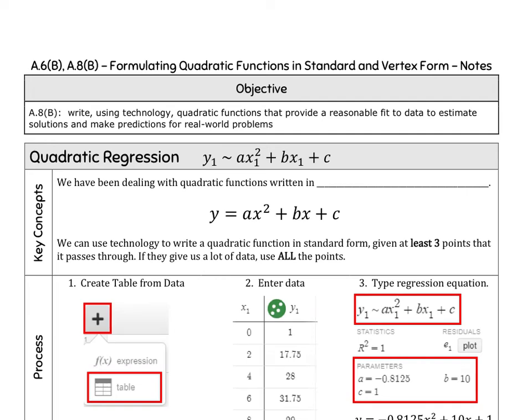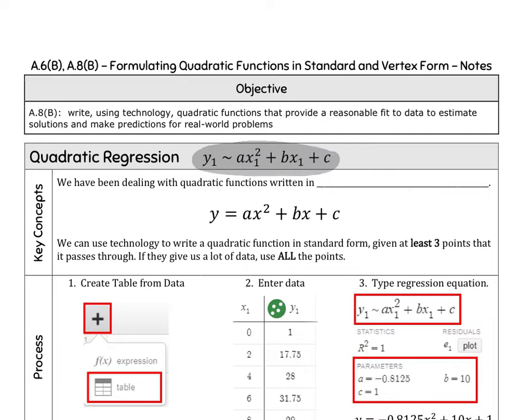Like Miss Jackson said, today we are talking about standard form and vertex form. We've already been working with equations in standard form, you just didn't know it. Standard form is a way that we can write quadratics where we can also run what's called a regression.